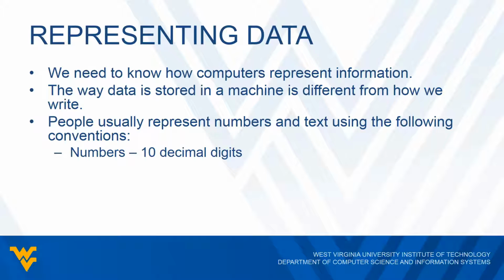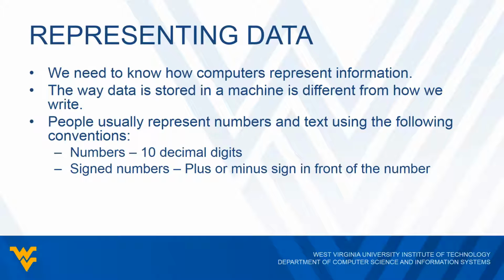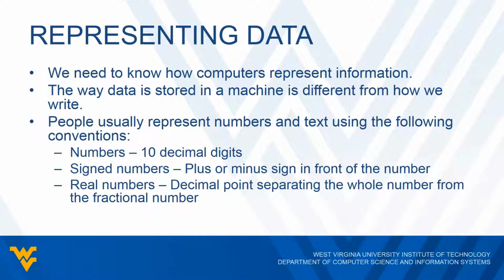For numbers, we have 10 decimal digits, 0 through 9, to represent numeric values. For sign in numbers, we would normally include a plus sign or a minus sign in front of the number. If we're dealing with real numbers, we would have a decimal point that separates the whole number portion from the fractional portion of the number. And if we want to represent text, we have 26 letters of the alphabet, A through Z.